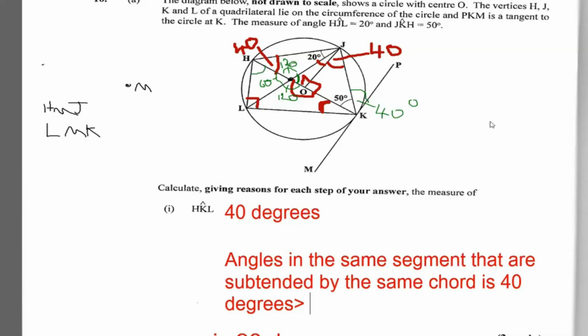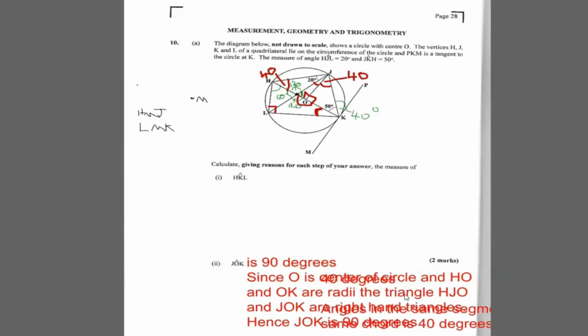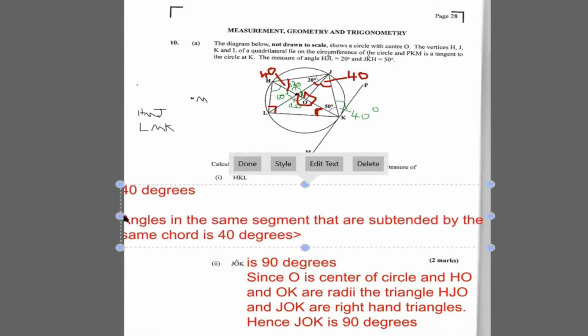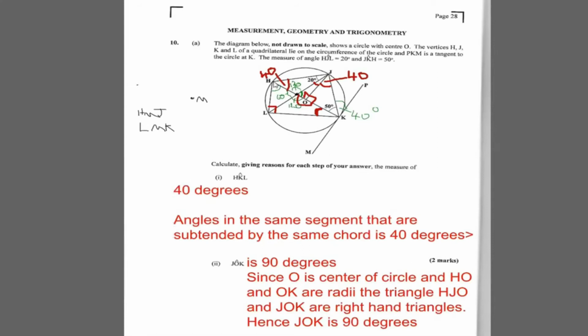All right, so we'll find every angle now. So nice, now we'll find all of the angles. So what is JHK? JHK, which is right here, is also 40. JHK is also 40. This is also 40 degrees.